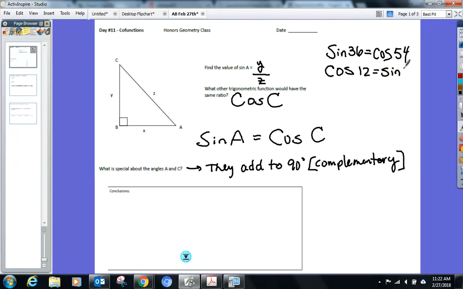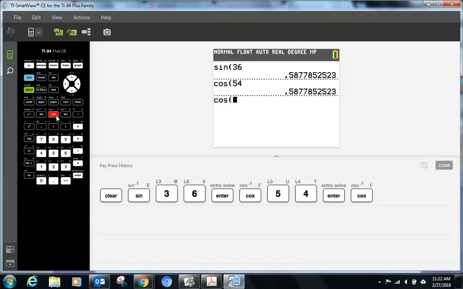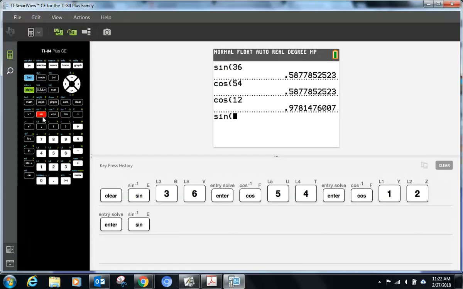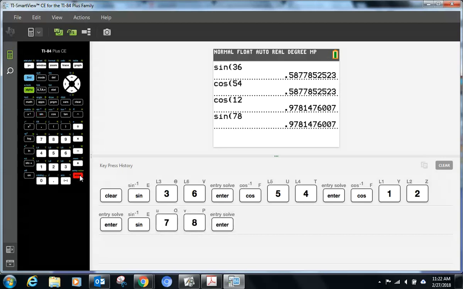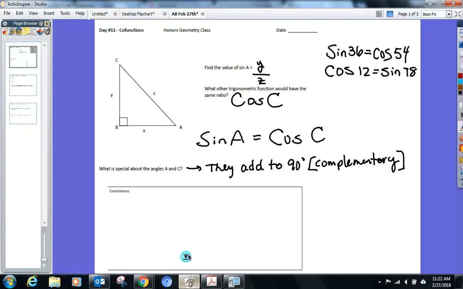sine of 78. I don't know. Let's see. There's cosine of 12. Here's sine of 78. All right. What did we just prove? This can go underneath conclusions now.